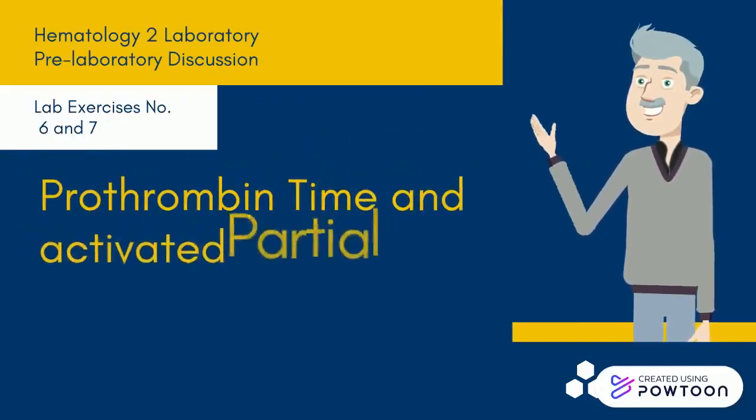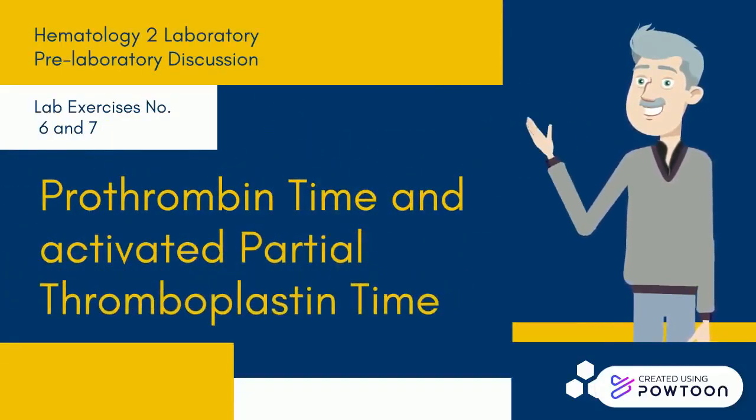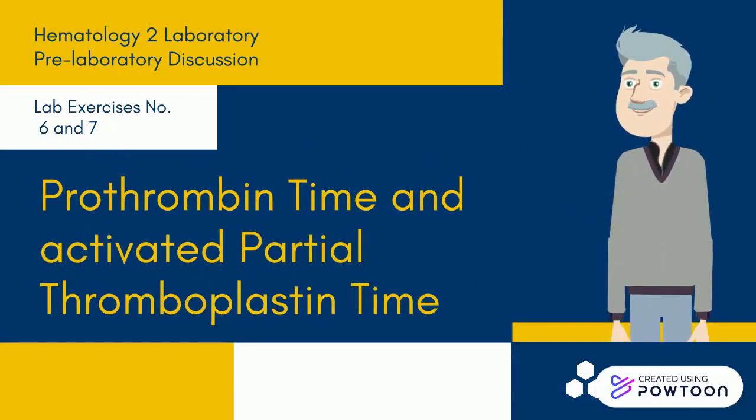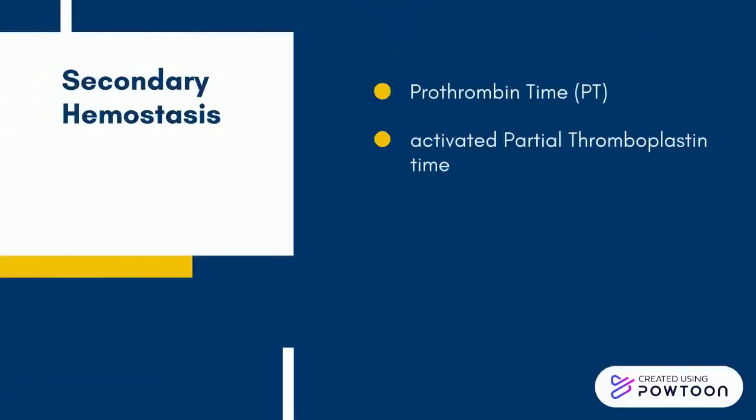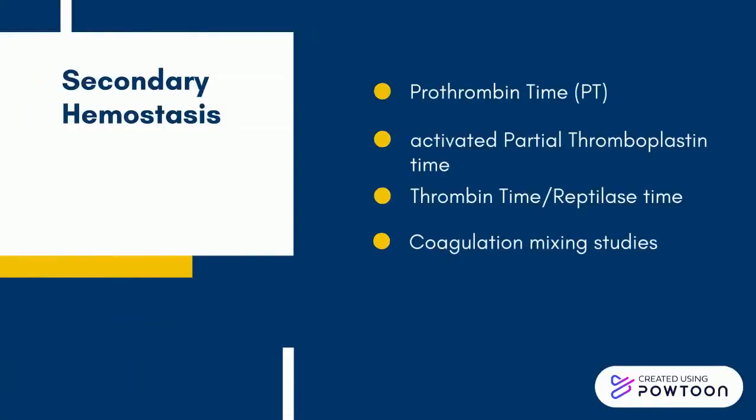Hello everyone, in this video we'll be discussing prothrombin time and activated partial thromboplastin time. As mentioned in the previous discussions, secondary hemostasis refers to the cascade of enzymatic reactions which ultimately results in the conversion of fibrinogen to fibrin monomers. The following tests are classified under secondary hemostasis, which includes your PT and APTT.